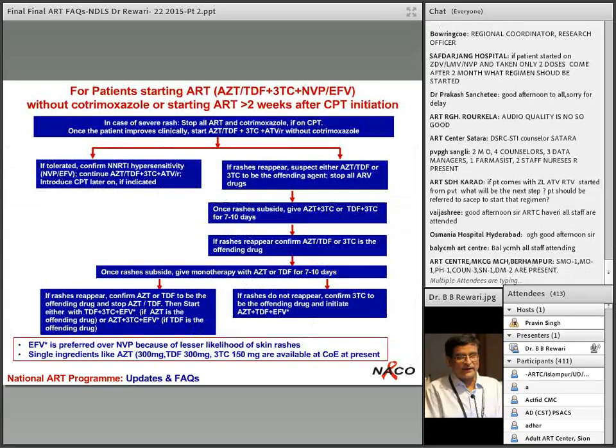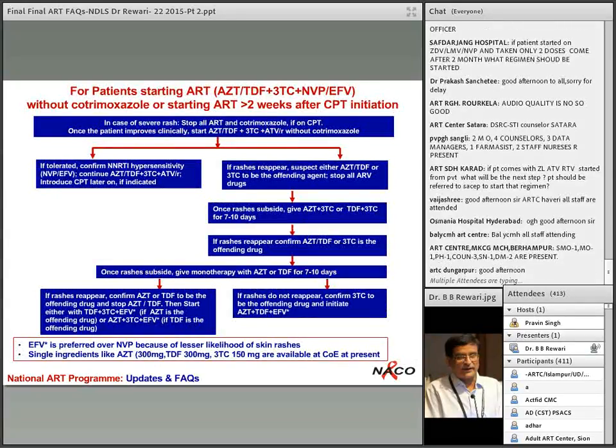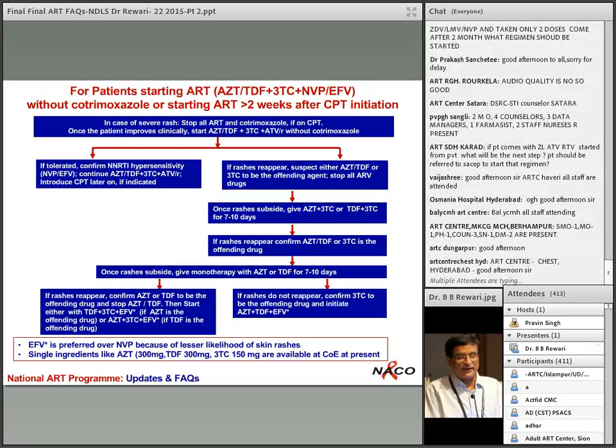This is the algorithm. I will not go into details. This is the same algorithm which I have just told you, but this algorithm is slightly different in the sense that it is for patients who were started on an NRTI based regimen and started ART 2 weeks after CPT initiation, meaning thereby CPT has been ruled out as an offending agent, and the offending agent is basically either NRTI or NNRTI.